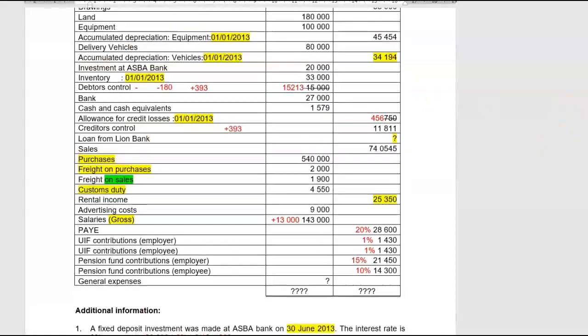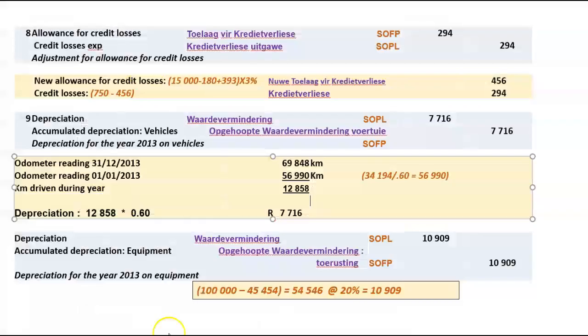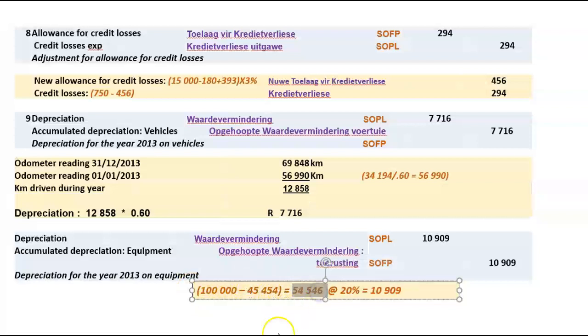Now the reducing balance method says I have to take my cost price of my equipment, 100,000. I'm going to subtract from that my accumulated depreciation as at the beginning of the year, 45,454. And that gives me my actual carrying value of my equipment at the beginning of the year. I'm going to multiply that by 20%, and that's going to give me my depreciation charge for the year. So the 100,000 less the 45,454 gives me a carrying value at the beginning of the year of 54,546. Multiply that by 20%, and that gives me my depreciation of 10,909.